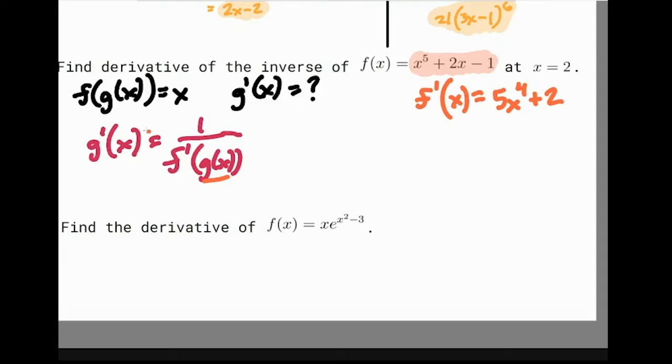Okay. Oh, actually, I kind of wrote this incorrectly. Check this out. We're not looking for g prime of x. We're looking for g prime of 2. That's embarrassing. Sorry about that. We're actually plugging in a value. Sometimes it's just find the straight up inverse, but this time it's actually find the inverse and plug in 2. All right. So we have f prime of x, but we need to find, hold on. F prime of g of x is going to be 5 times g to the 4th plus 2.